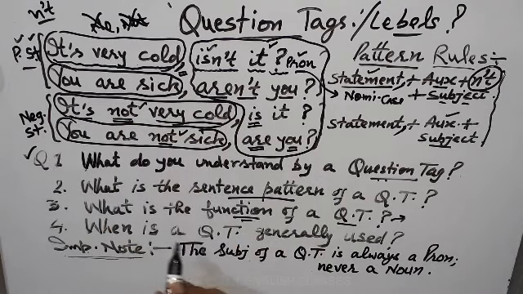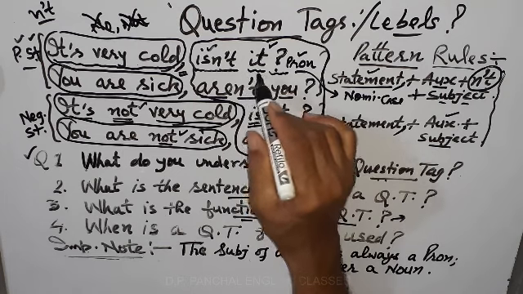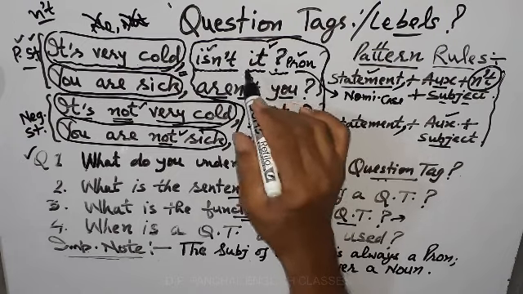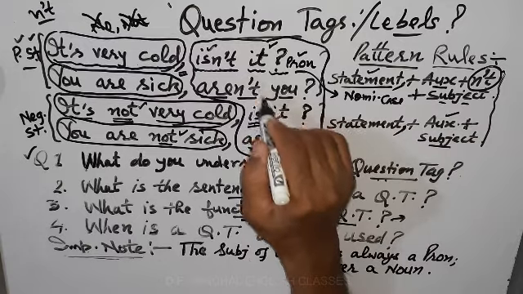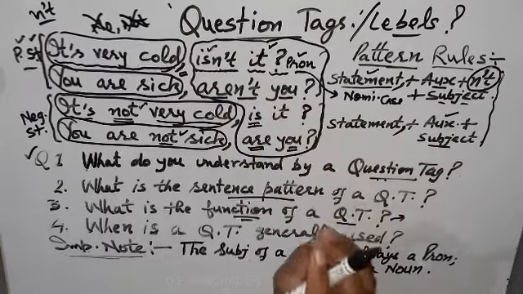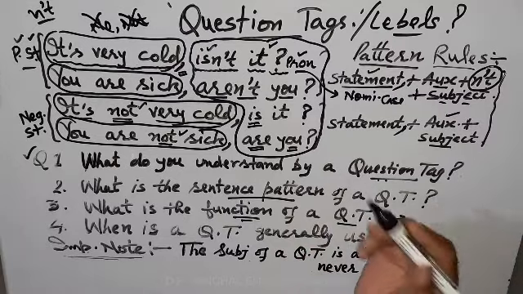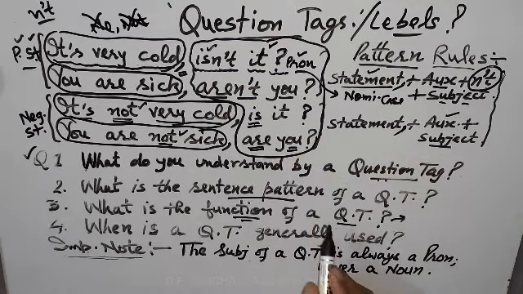Fourth question is, when is a question tag generally used? These question tags are generally used in general conversation, informal conversation, informal talking, not in prose writing or poetry writing, maybe there, but generally, mostly. Usually they are used when we converse with one another, sitting at a table, sitting in a meeting, in informal situations.